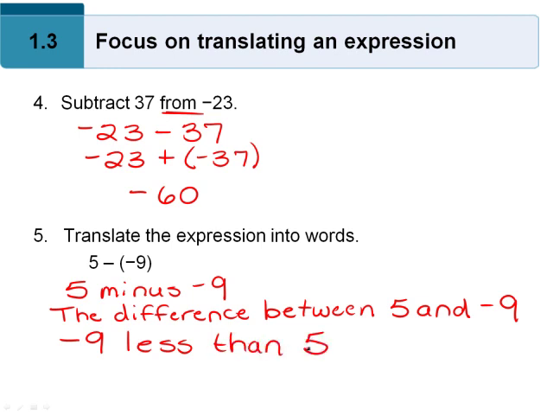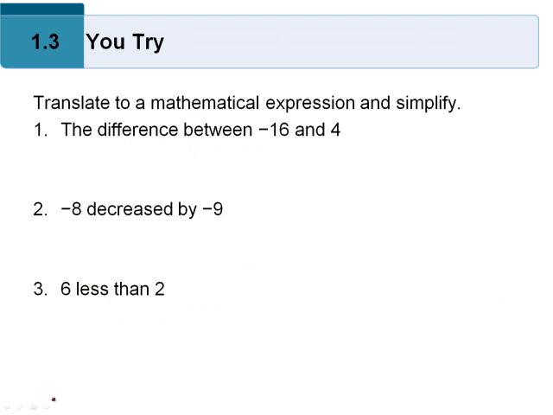So if you get a problem like this in the homework or quiz, there's a whole bunch of different answers that are correct. Okay, so it just depends on whichever one you put in there. So you just have to be careful about the order, but you can keep it simple and just do 5 minus negative 9. That's an expression right there, no problem. Okay, so here's some you tries. Pause your video and try them on your own.